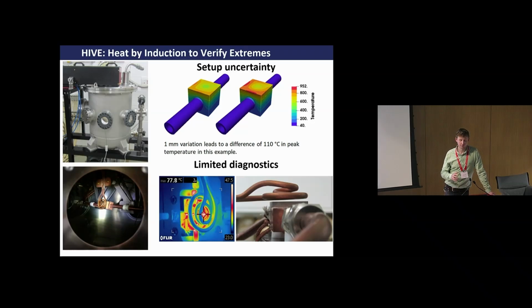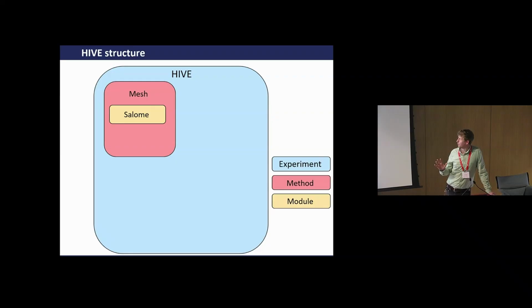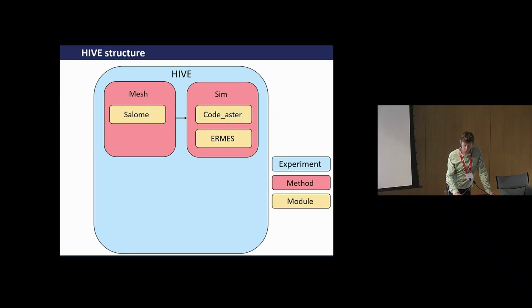So the outline of my PhD was to improve this with machine learning. It's quite vague. So it's a brief idea of Hive. The facility uses mesh again with Salome. In this example, it uses SIM, but it uses Codas and Hermes, which is an electromagnetic finite element solver. And so in this example, I made 400 different simulation points.